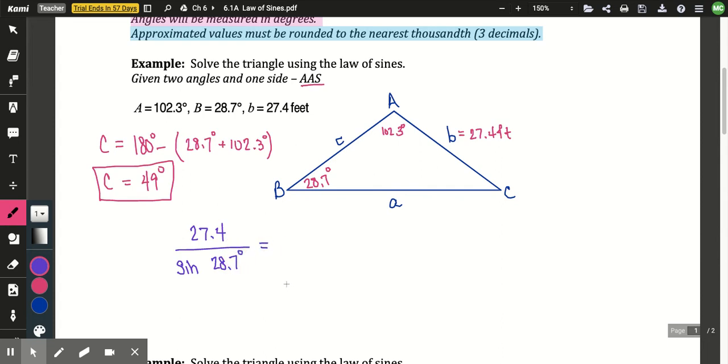And then that's going to be equal to, and then I'll pick whichever side I want to find. I need to know the angle that goes along with that side in order to do that. Now, I know both of my angles. I know angle A and angle C, so I can pick. I'm just going to do side a this time. So I'm going to put little a there. And so on the bottom, I would have 102.3 degrees.